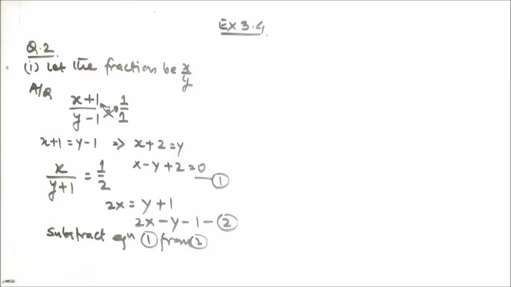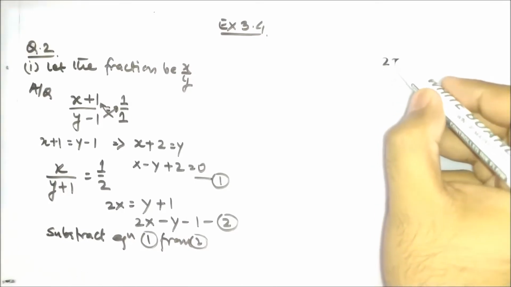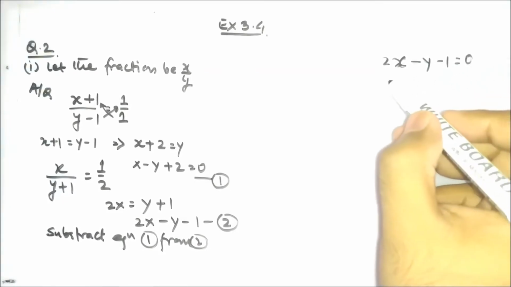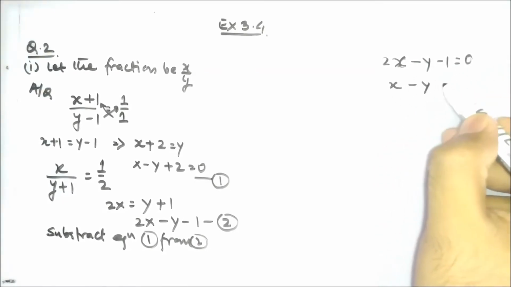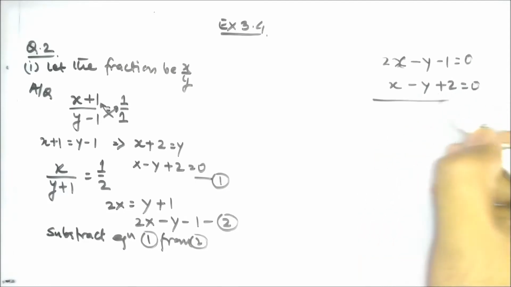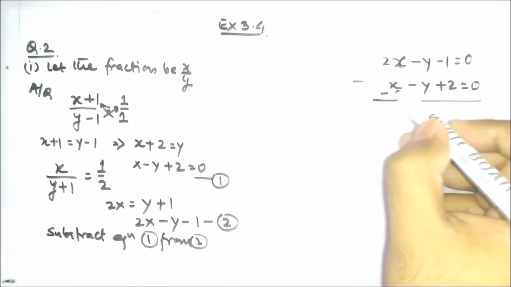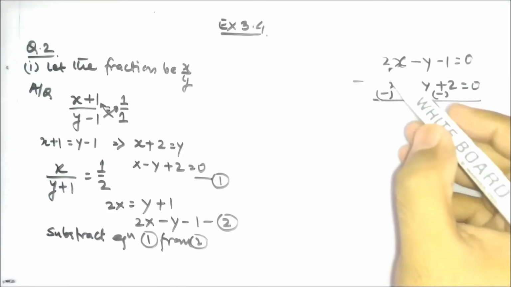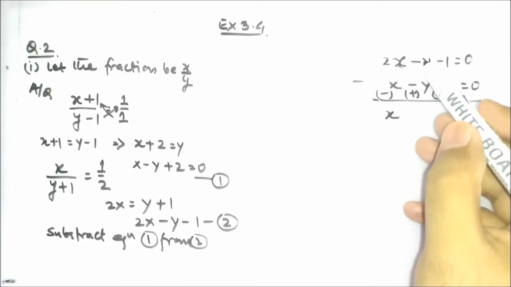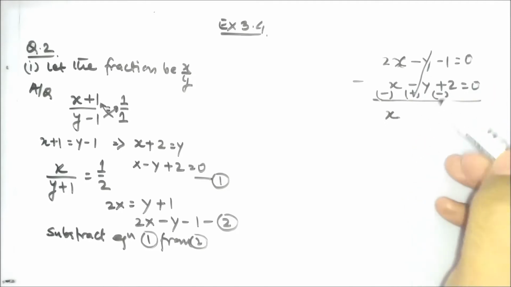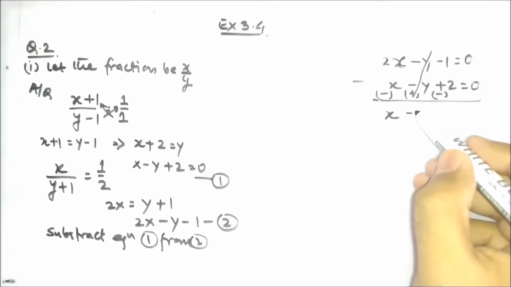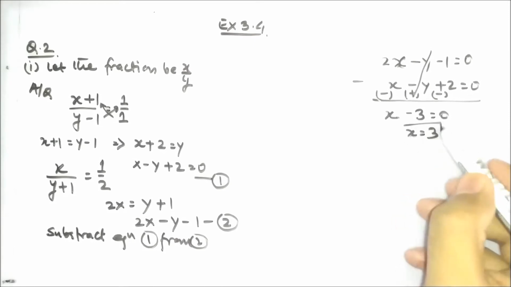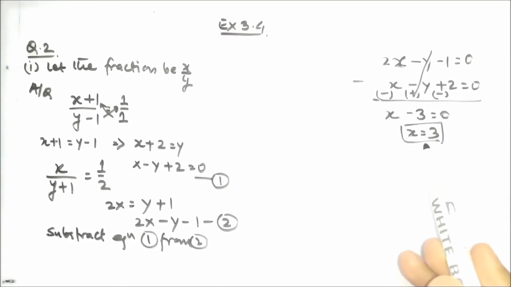Then this is 2x minus y minus 1 is equal to 0, and this is x minus y plus 2 is equal to 0. So when you subtract this, the sign will get changed. This is minus, this will be plus, and this will again be minus. So 2x minus x, that will be x, minus y plus y, that will get cancelled, minus 1 minus 2, that will be minus 3, equal to 0. So from here x will be 3. Okay, we got the value of x.